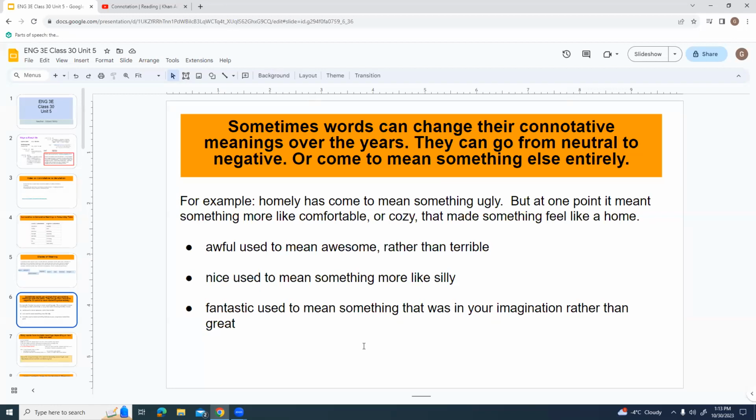Fantastic used to mean something that was in your imagination. If I said, oh, that's fantastic, I didn't mean it's great. I meant it was unrealistic. It was something you'd invented, like a unicorn would be fantastic. So that's something that can happen over quite a long period of time or a short period of time.